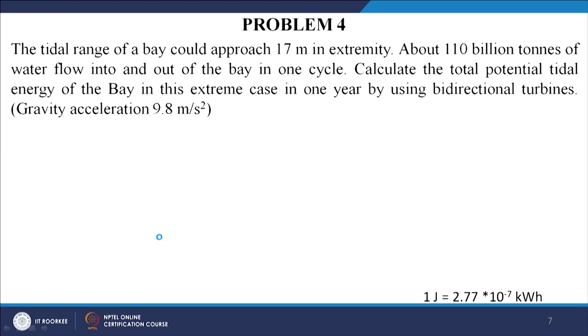We are coming to the next problem, problem number 4, which says the tidal range of a bay could approach 17 meter in extremity. About 110 billion tons of water flow into and out of the bay in one cycle. Calculate the total potential tidal energy of the bay in this extreme case in 1 year by using bidirectional turbines. Acceleration due to gravity is 9.8 meter per second square.